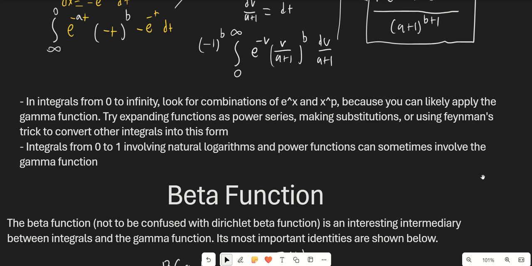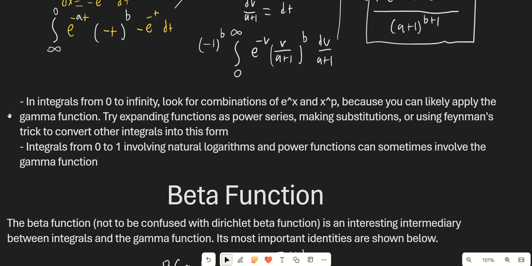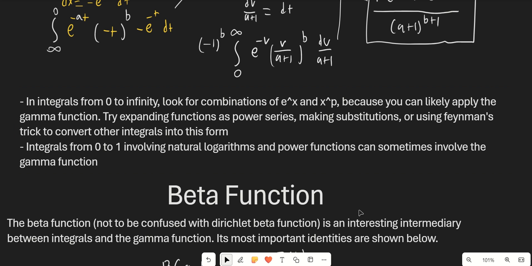So actually, some of the practice problems that I have right at the end, they will involve using power series and combining them to sort of turn something that isn't of the form of e to the x and x to the p into something that is the form of e to the x and x to the p.